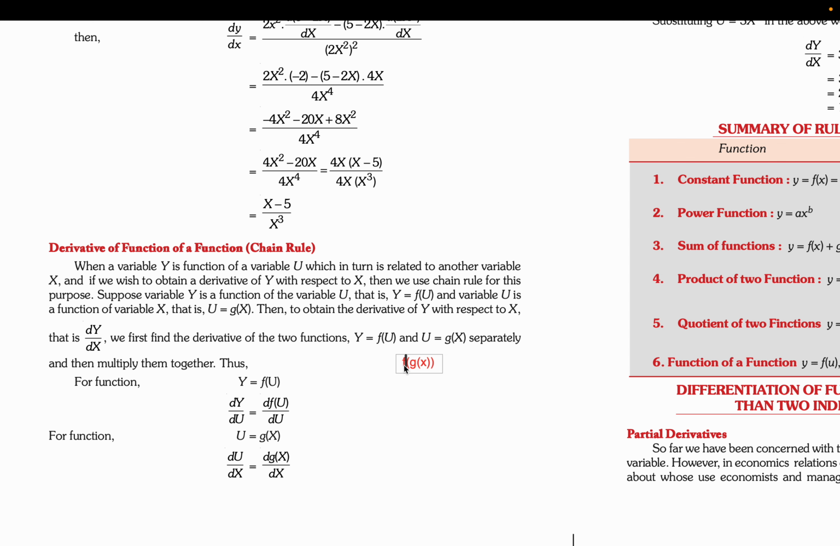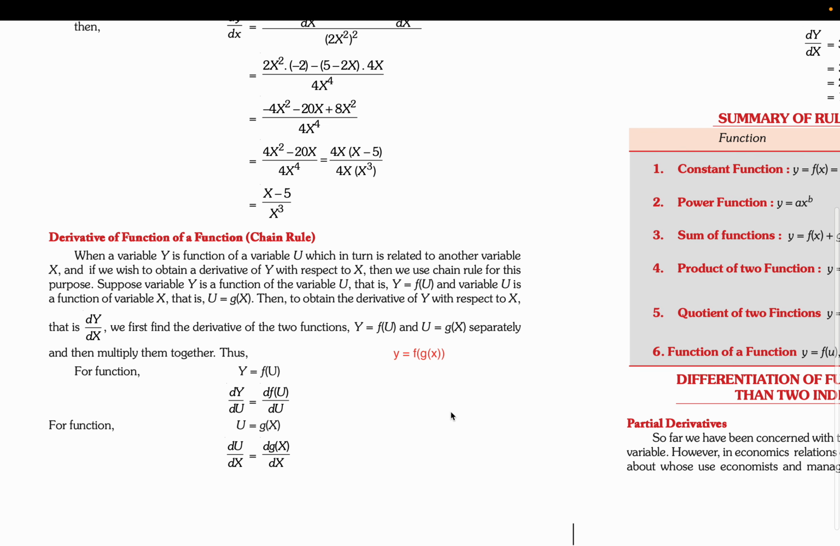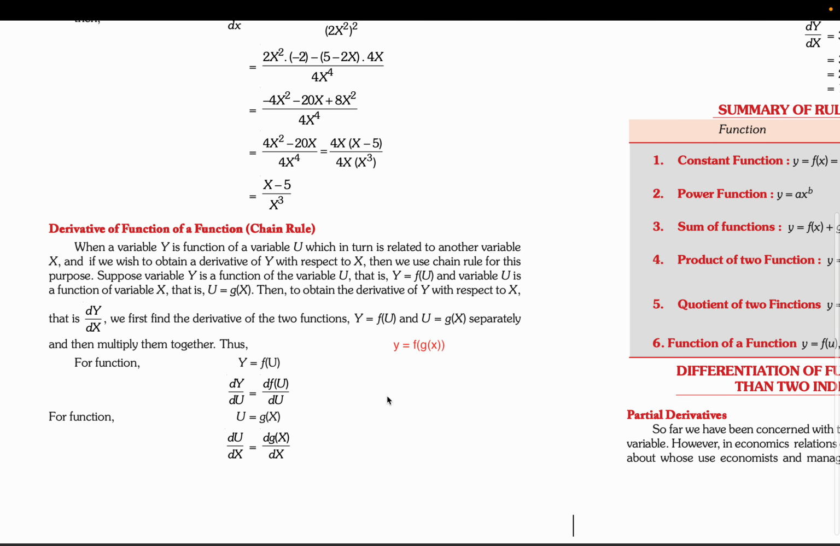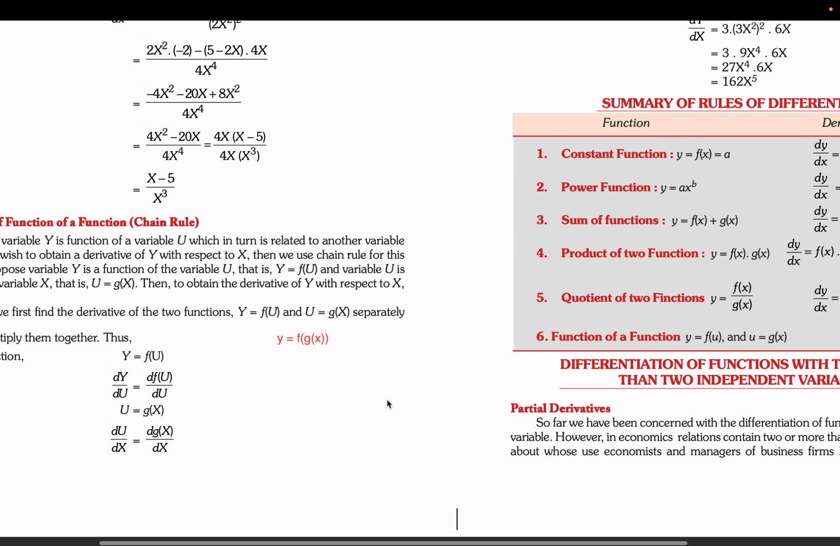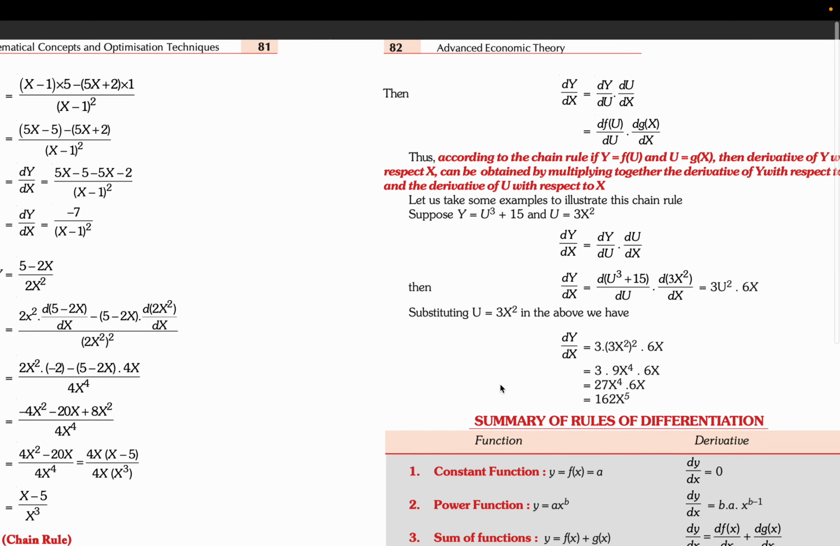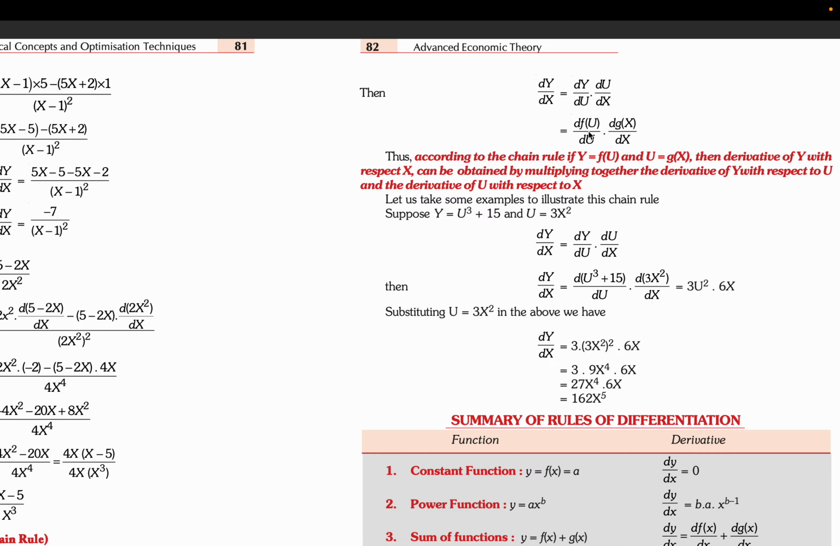This is the value of y, by the way. It's not written here, wonder why. Anyways, so what you can do is, we first find the derivative of the two functions y is equal to fu and u is equal to gx separately, and then multiply them together. For function y is equal to fu, you take dy by du is equal to d of function of u by d of u, and same for u. Then you multiply them together.